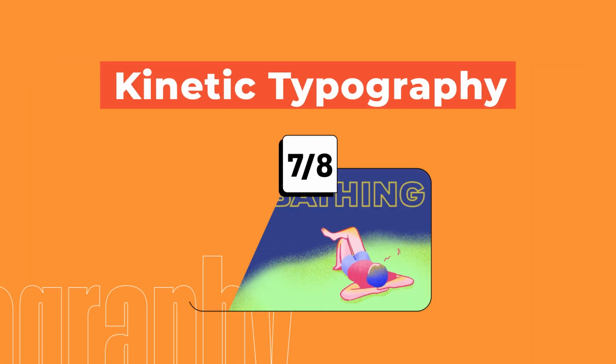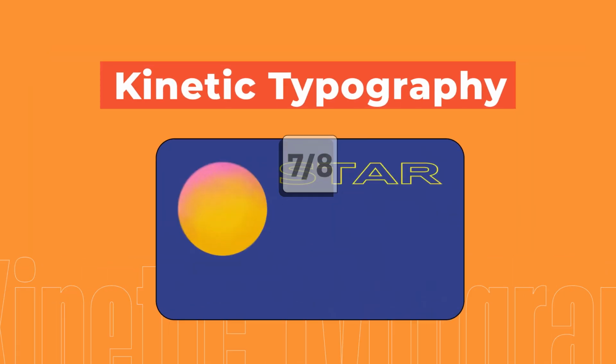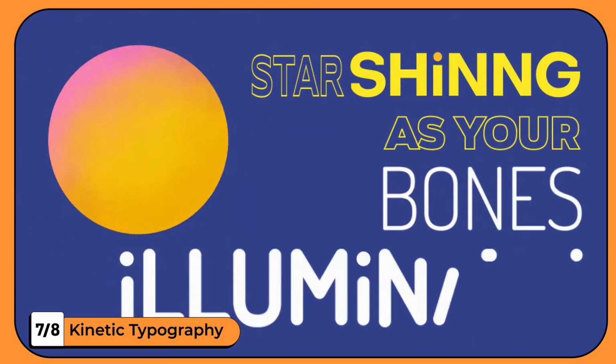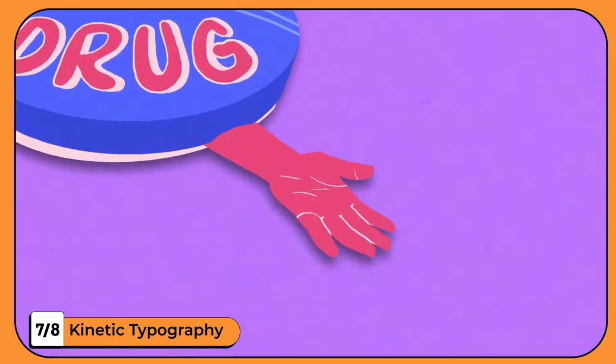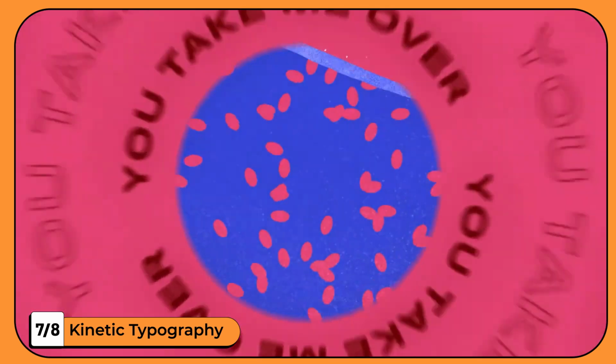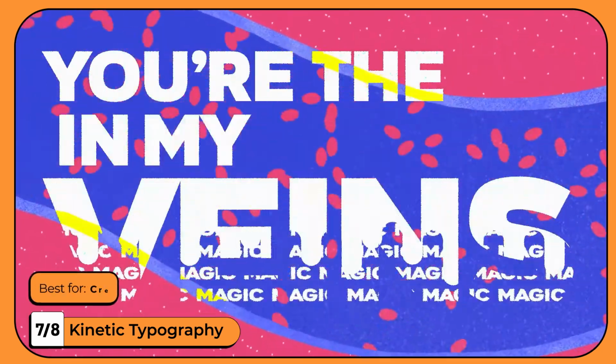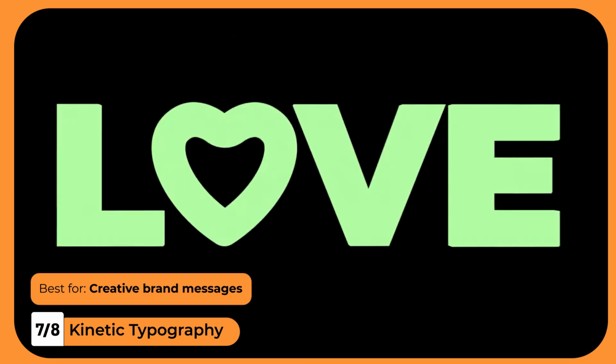7, Kinetic Typography. Animated text that grabs attention and makes words part of the storytelling. Since this style is all about moving typography, font selection and animation play a crucial part. Make sure you pick the messages effectively for the words to work their magic. Use it for bold, creative campaigns that want to stand out.